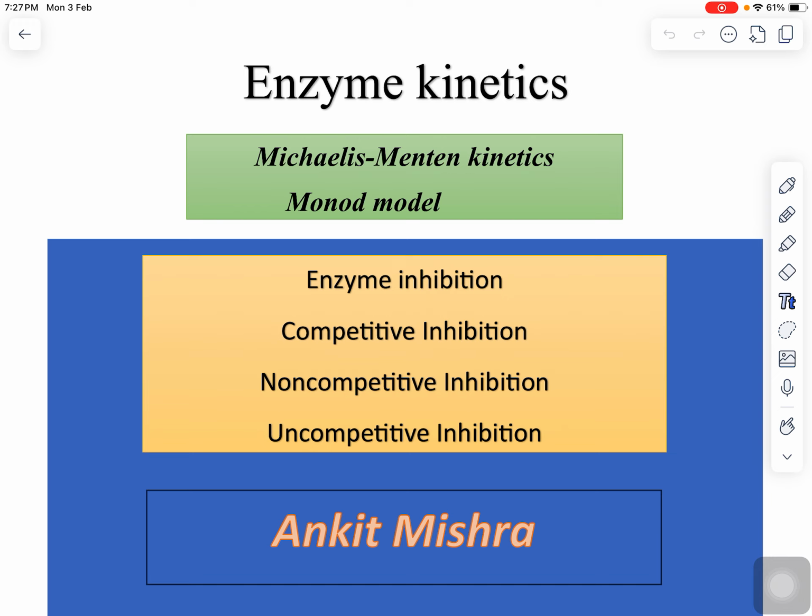So okay, without wasting time, let's just start with the topic. I am not going to talk about what is enzyme and what is kinetics. So directly I'll be moving towards the enzyme substrate reaction, right? So first I'll tell you what is enzyme.